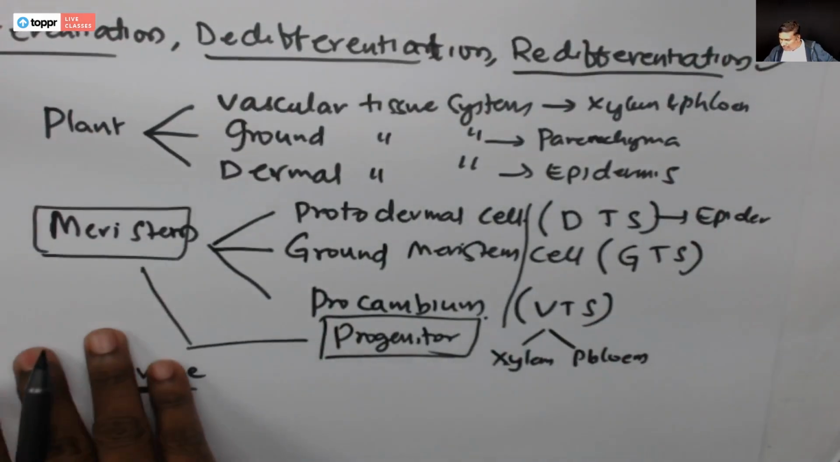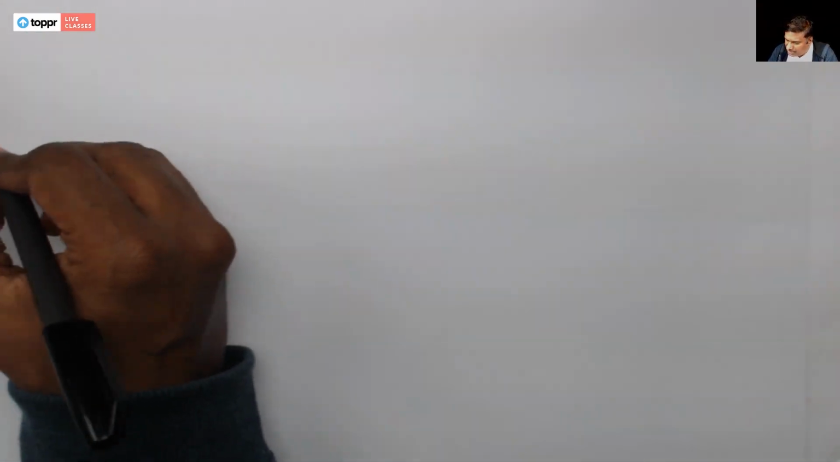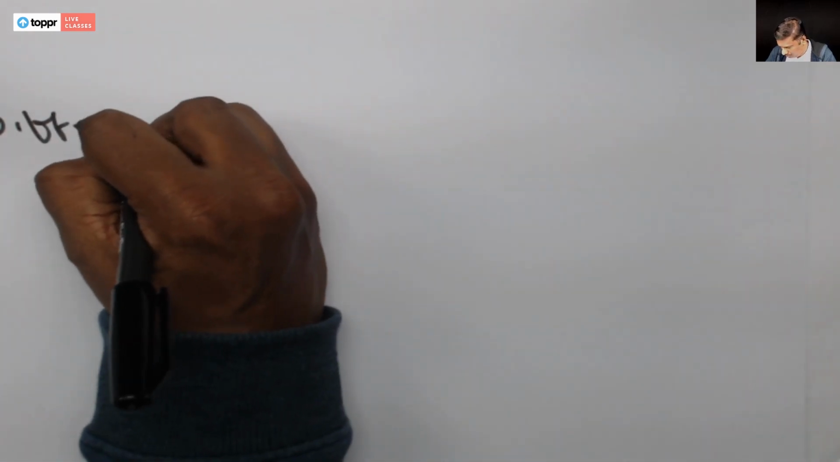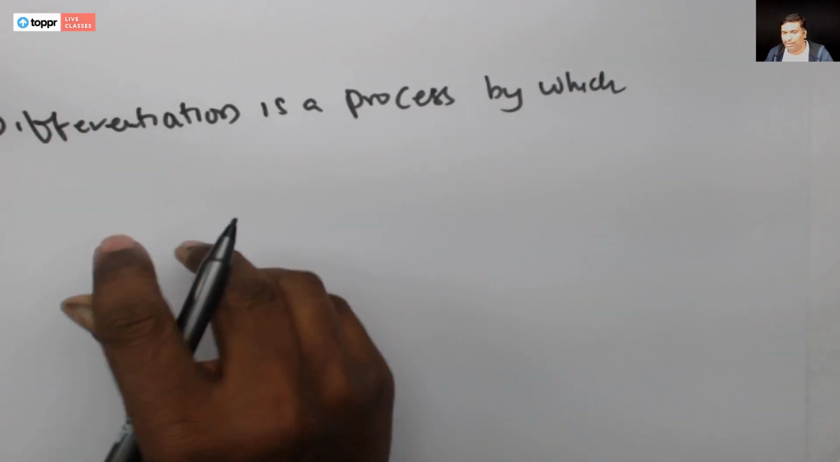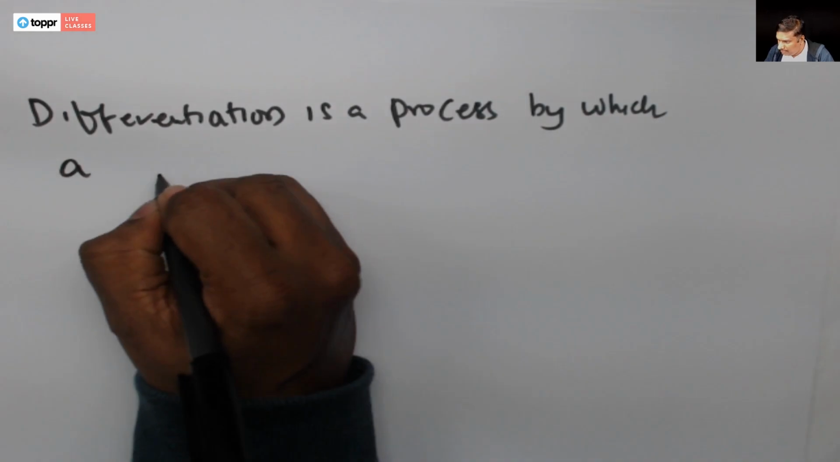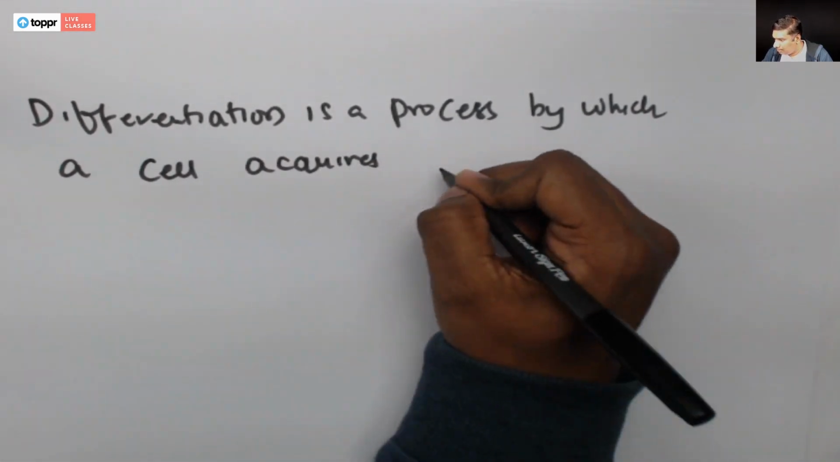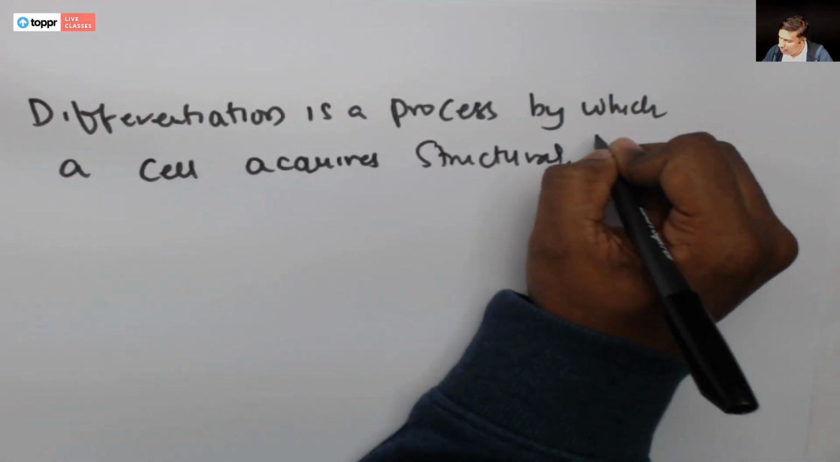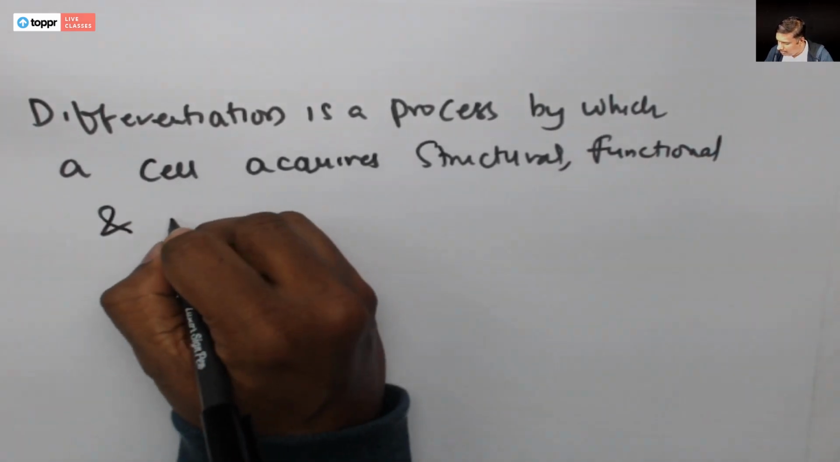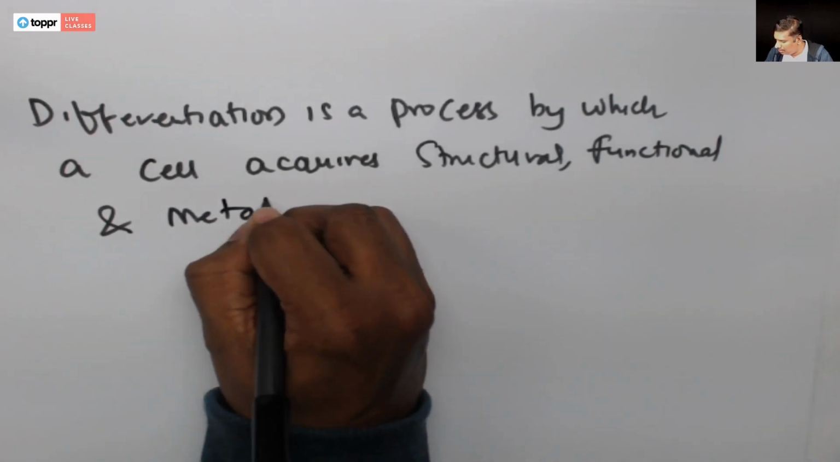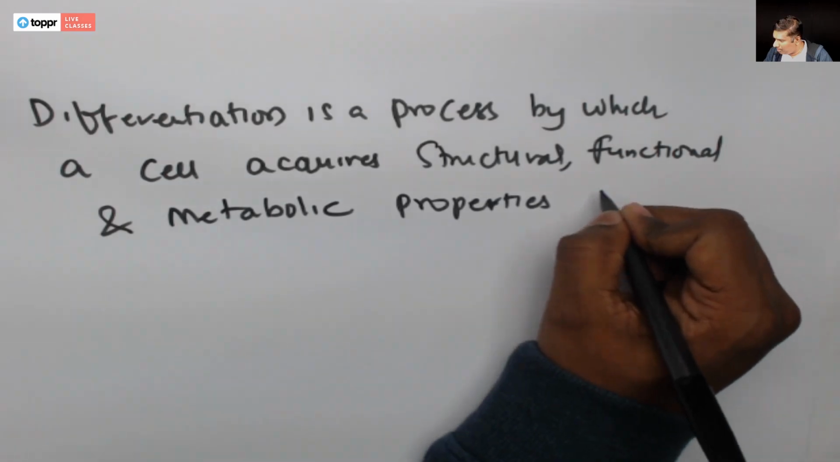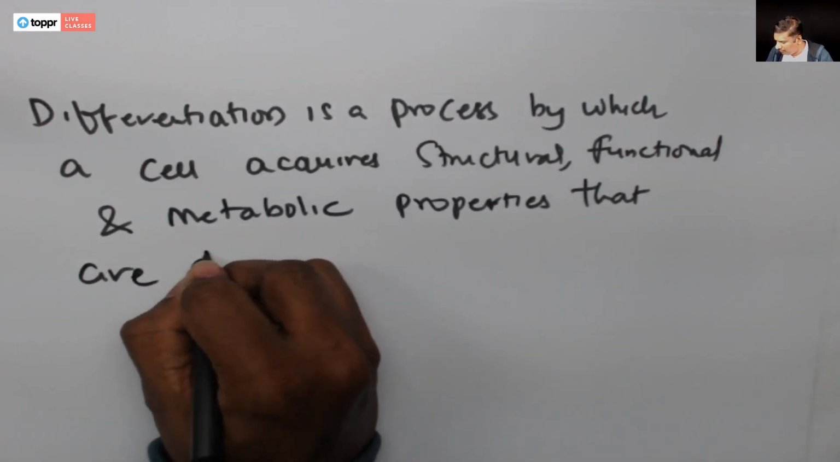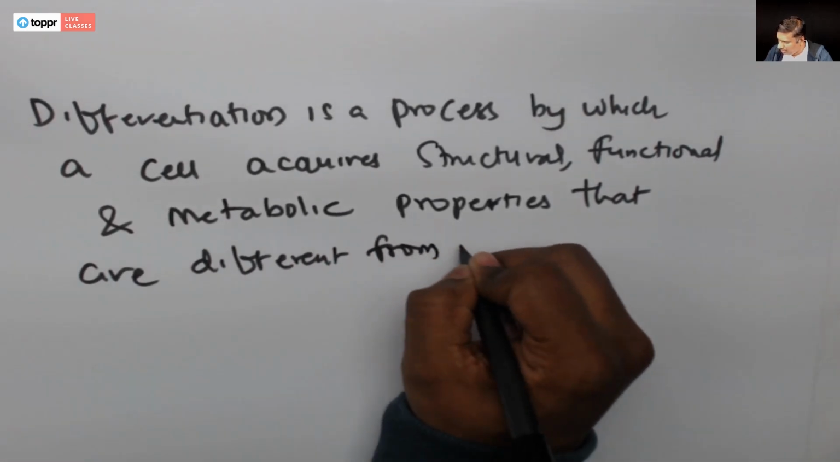Okay, so if you have to define differentiation, differentiation is a process by which a cell acquires structural, functional and metabolic properties that are distinct or different from its progenitor.